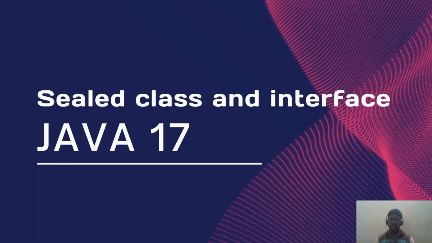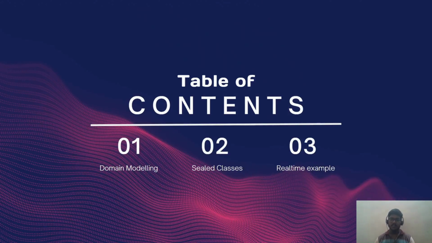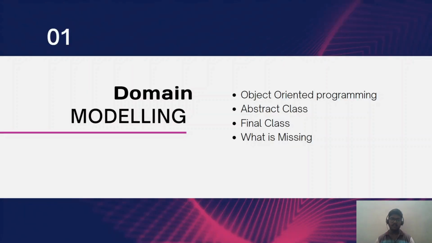So let's see the table of contents. We are going to see what domain modeling in Java is and what sealed classes are, what Java 17 is missing and what sealed classes help to figure out. And finally, let's see a real-time example.